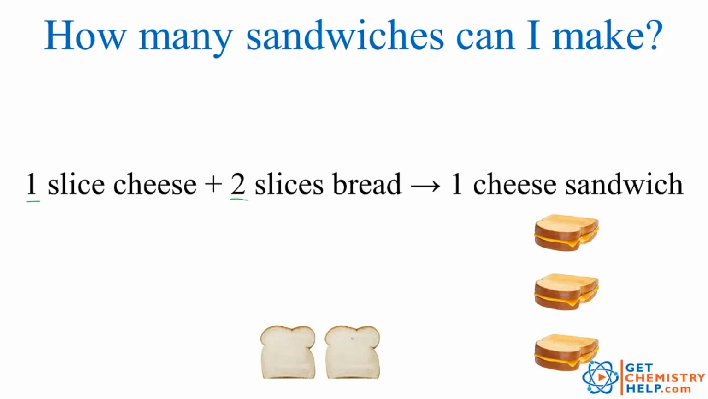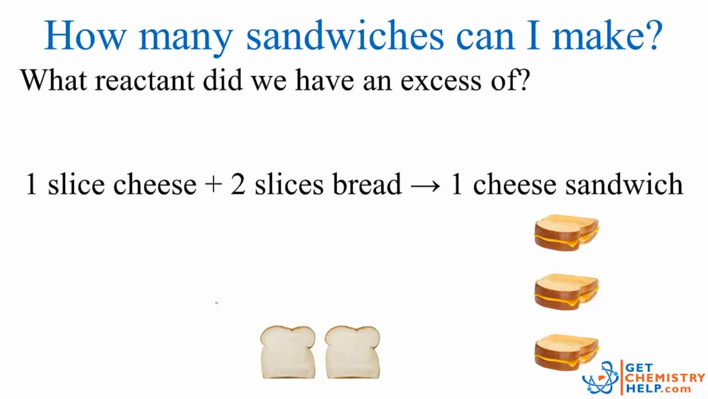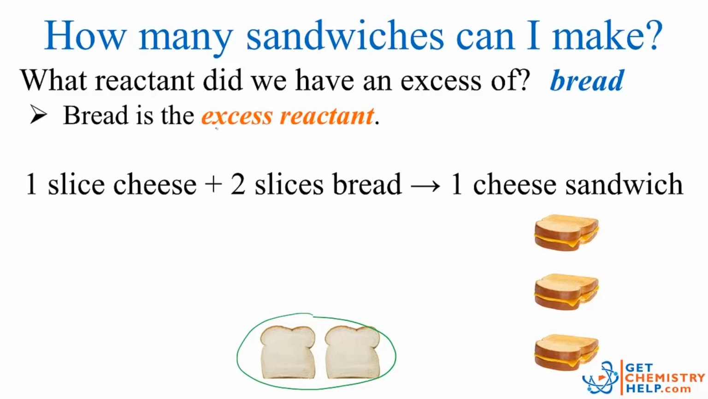Well, notice we still have some bread left, even though we used up all of the cheese. Okay, so what reactant did we have an excess of? Well, we had more than enough of the bread. So bread is called the excess reactant. Again, the reactant you have more than you need, that's the excess reactant.